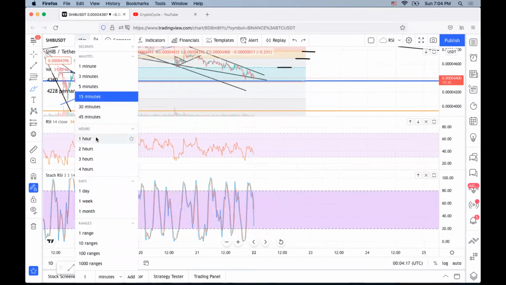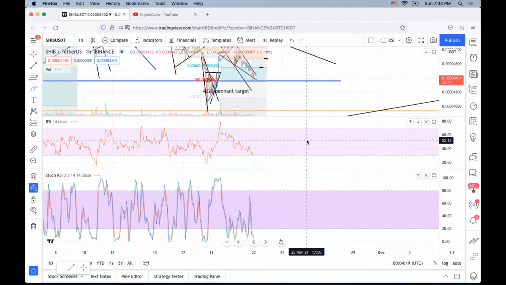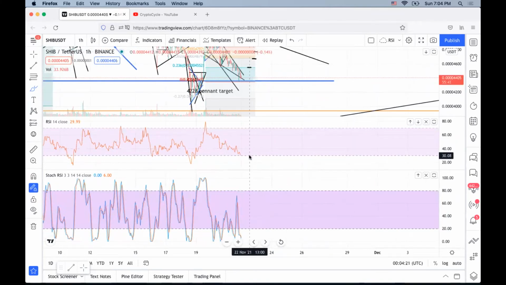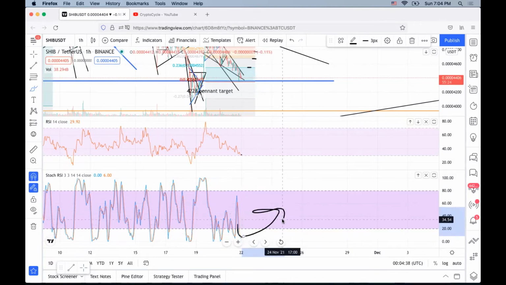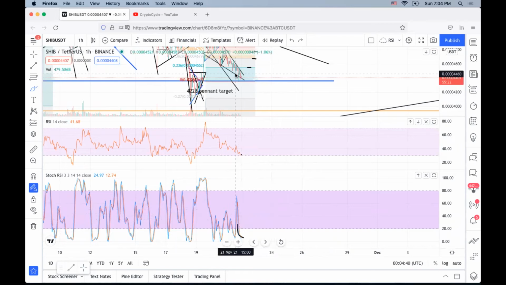Right here on our hourly chart, our hourly is almost all the way down to our oversold territory. Right now, we are around the 31, so we should be seeing a bounce here coming shortly. Stochastic has come all the way down as well. We are in the oversold territory. We are actually around the 6 area, so we should be seeing this come back up as well. So if we just hold this line of support right here, I do believe we should get a bounce and head back up.